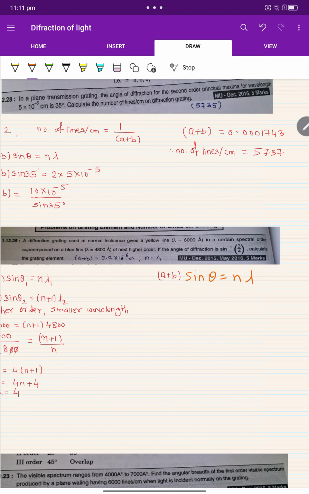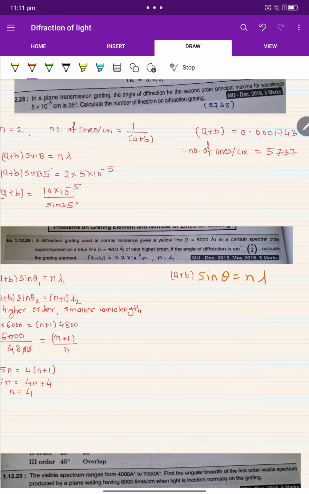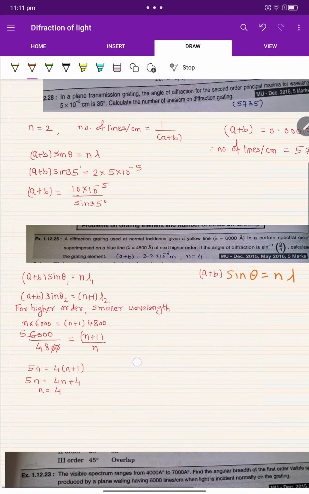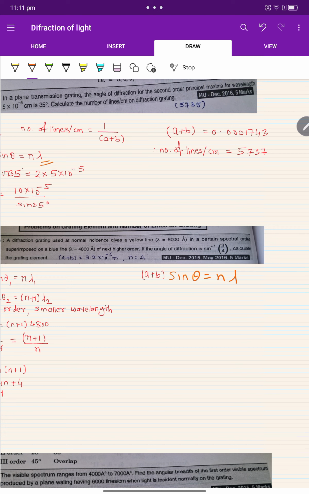In a plane transmission grating, the angle of diffraction for second order for a wavelength 5 into 10 to the minus 5 centimeter is 35 degrees. So we need to calculate the number of lines per centimeter. Now for this, we have given n equals to 2 and the number of lines per centimeter is 1 upon A plus B. Now when we use the grating formula A plus B sine theta equals to n lambda and substitute into this, we'll get A plus B as 0.000173 and the number of lines per centimeter will be 5737.